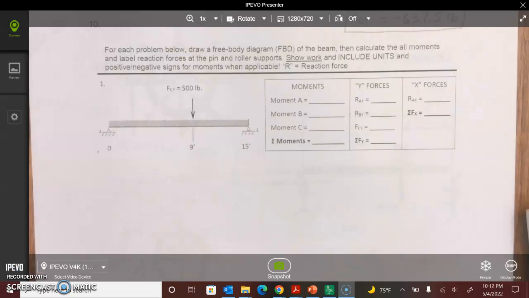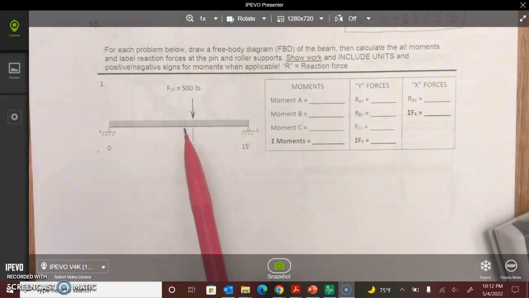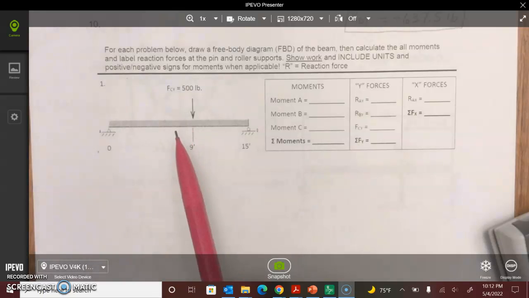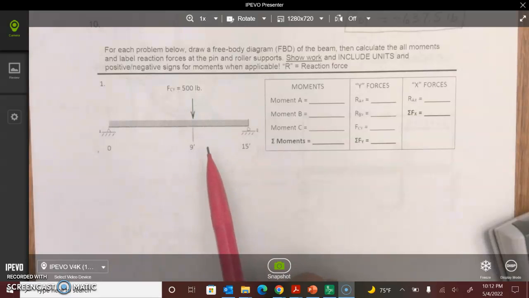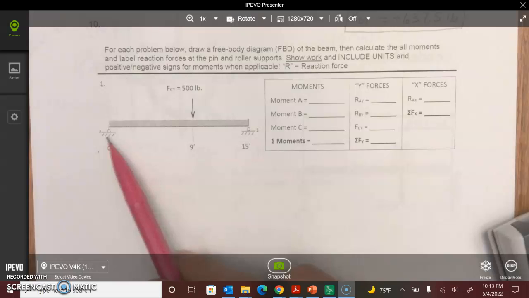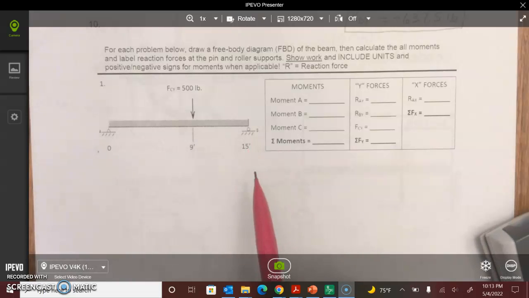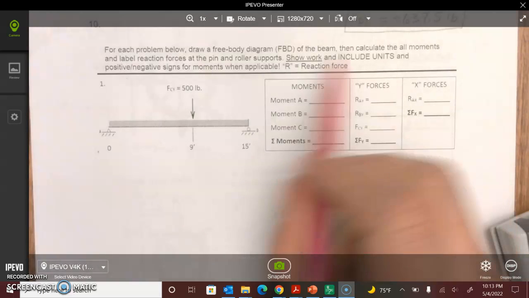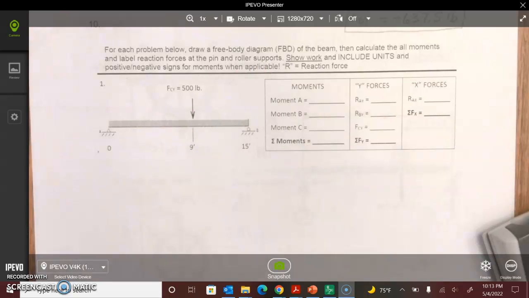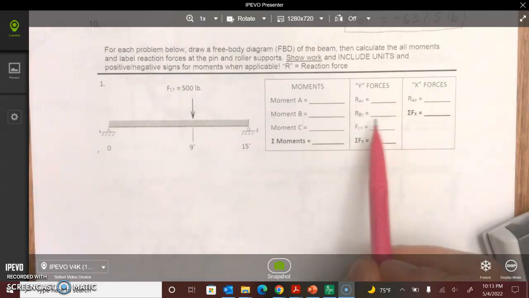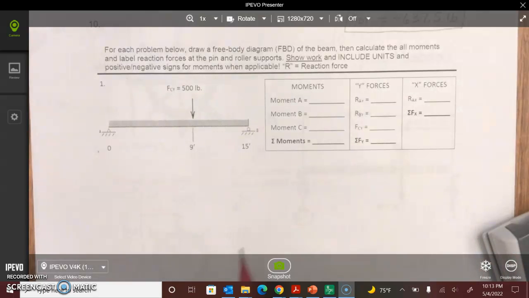Okay, here's problem number 10 from activity 215, moments. In this problem, we have a beam, and this beam has a force acting on it of 500 pounds, about 9 feet over from this pin. And there's a roller on the other side at about 15 feet. So what we need to do is calculate all the moments and label the reaction forces at the pin and roller supports. We're going to use this little table over here to solve this out.